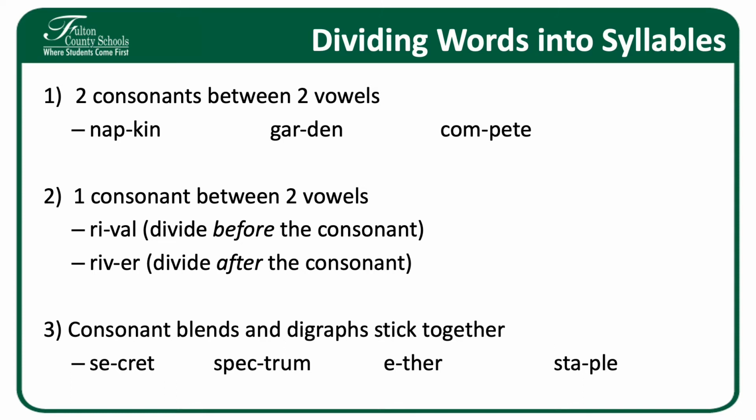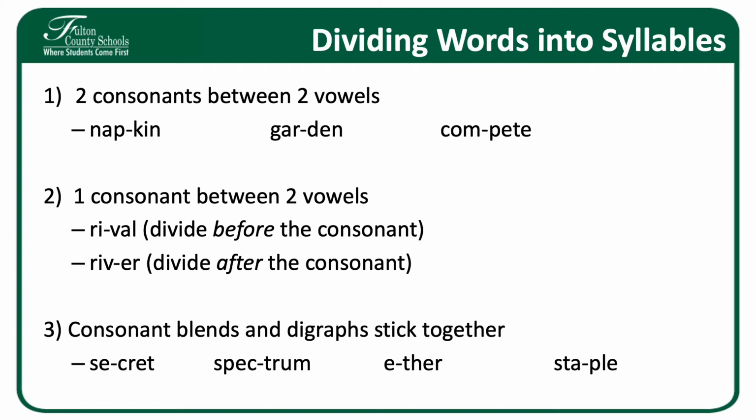For example, let's think about the word napkin. If we divide napkin between the 2 consonants P and K, we have 2 manageable chunks that will likely be more familiar to a developing reader. Nap-kin.